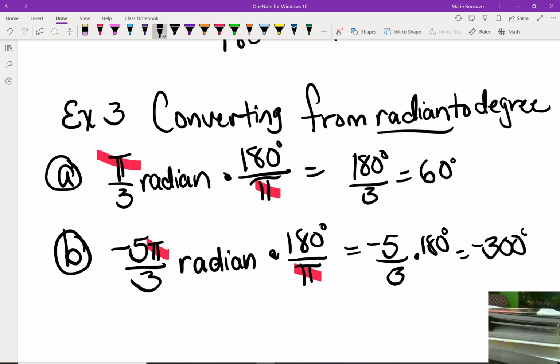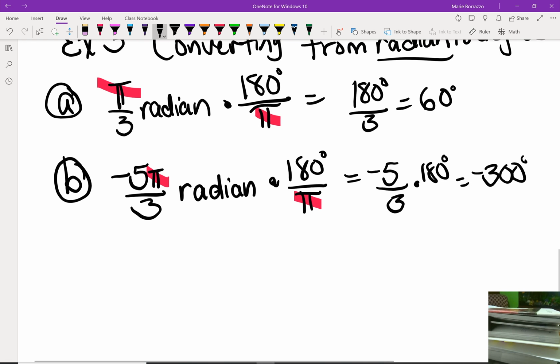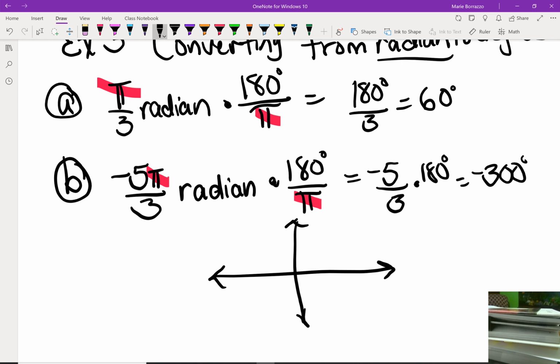So you have a clockwise movement on this particular angle if you were graphing it. You start with your initial side. Let's start on the initial side right here, and we're moving in this direction. So that's 90, 180, and here's 270. 270 and a little bit more, let's say here, and there's our terminal side. That's what your negative 300 degree angle should look like.